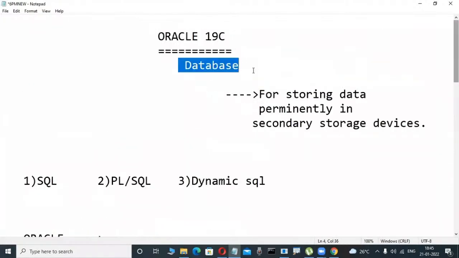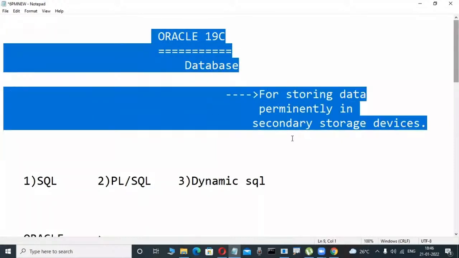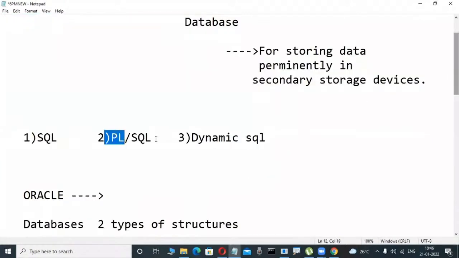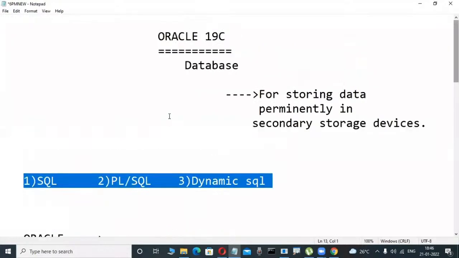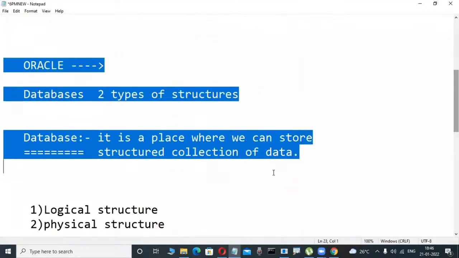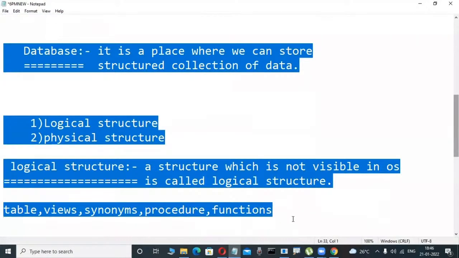What is the purpose of databases? Not only storing data permanently, but also retrieving and fetching the data in an efficient way from some place. If you want to operate this Oracle software, we use SQL, PL/SQL, and dynamic SQL languages. Anywhere you learn an Oracle course, these three things are taught. That is a very small thing I'm telling.